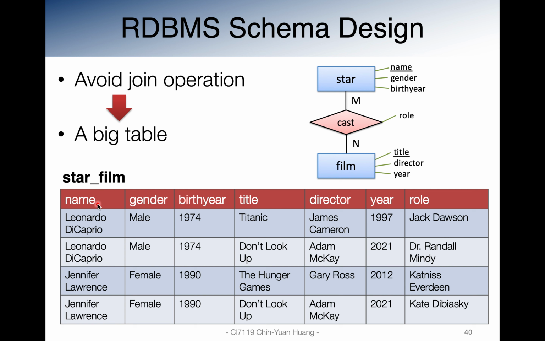Which means it's the star plus the film information, and we put everything in this big table. As you can see, we have the name of the star, gender of the star, and birth year for the star, and then we have the title of the film, director of the film, and year of the film. And finally, the relationship also has one attribute, which is the role. That means what role this star played in this film. So we also have the role attribute over here as well.